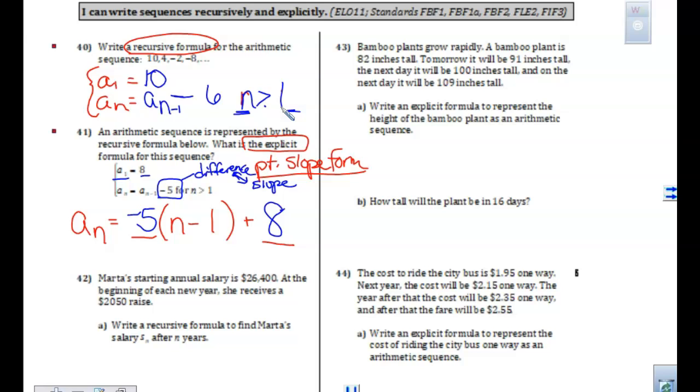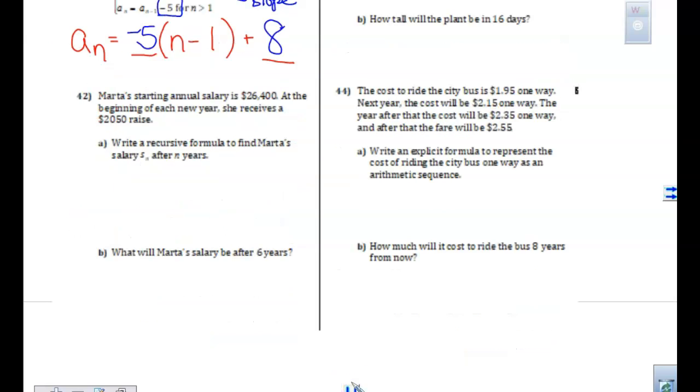Yes. Okay, thank you. All right. So we're on 42. 42 first says write the recursive formula for this as we are taking a look at it. Grace, you want to start us off? What do we know our first one is? A1 equals 26,400.